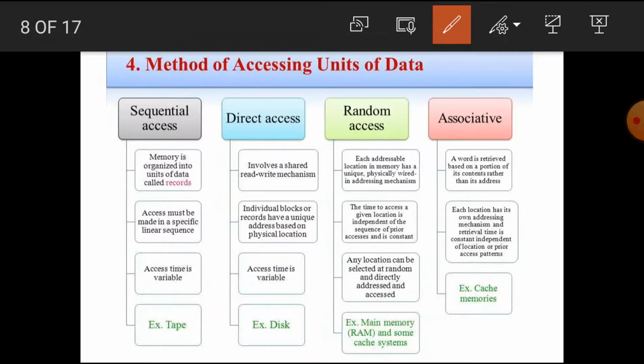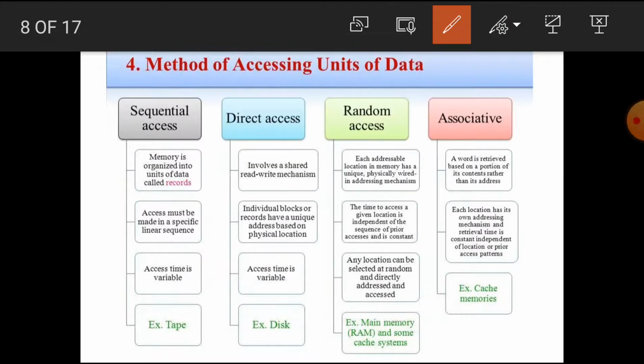Let's see. In sequential access method, the memory is organized into units of data called records. In direct access, it involves a shared read-write mechanism. In random access, each addressable location in memory has a unique physically wired-in addressing mechanism. And in associative method, a word is retrieved based on a portion of its contents rather than its address.